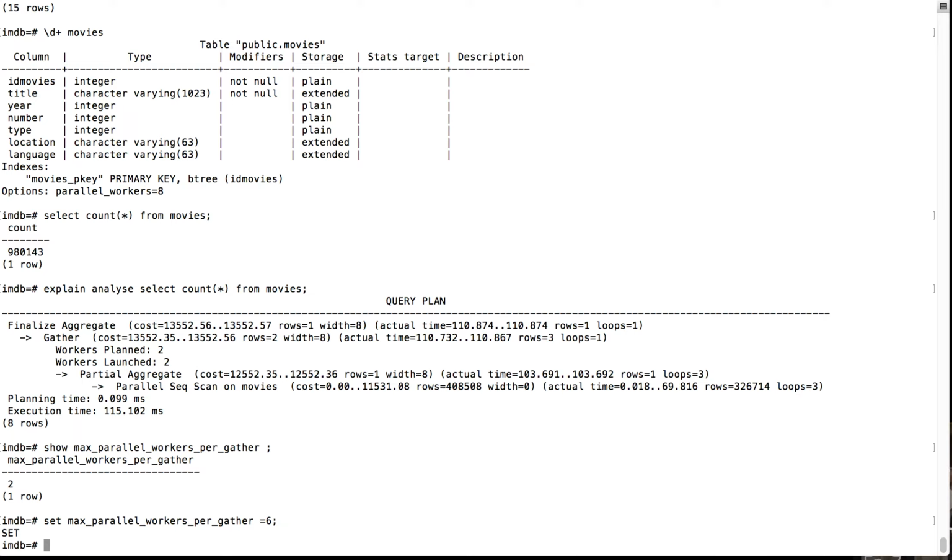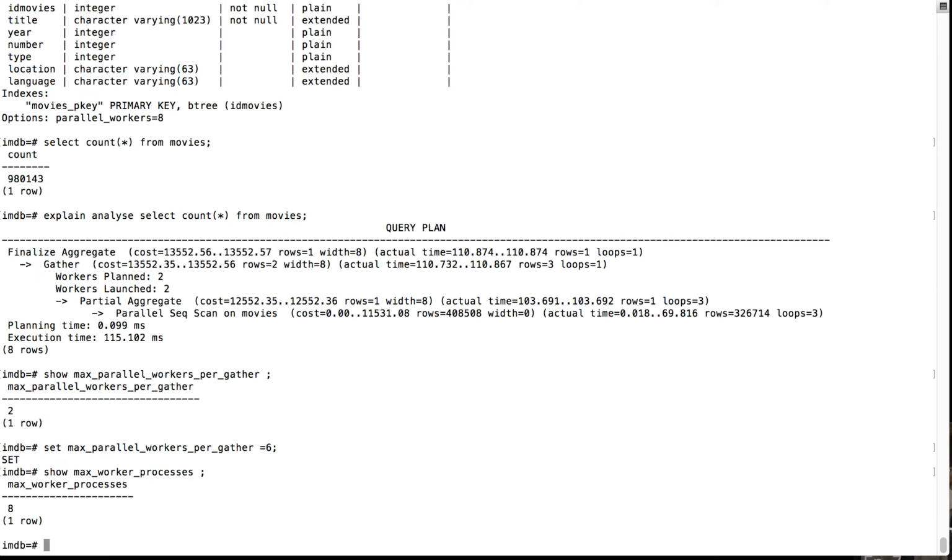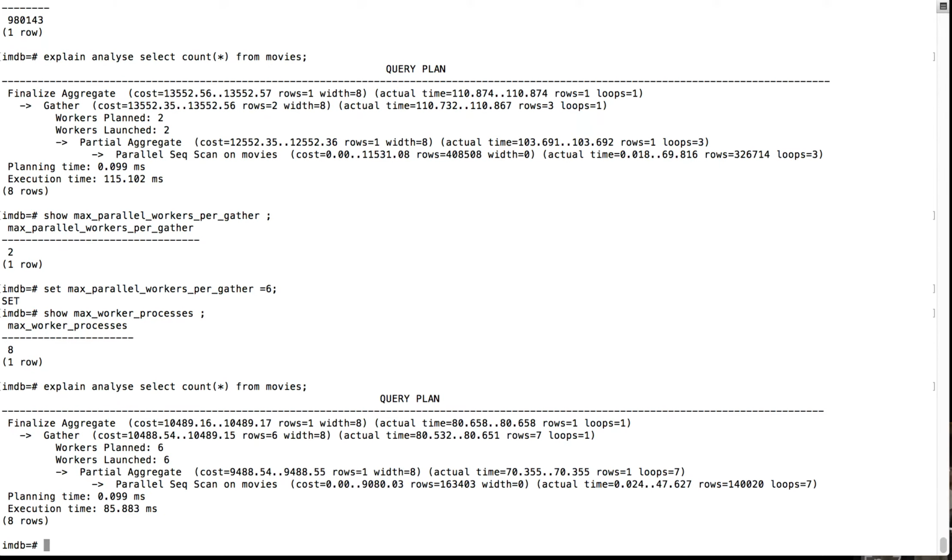Please note that this is limited by another parameter, which is max_worker_processes. Max_worker_processes is the upper limit for max_parallel_workers_per_gather. So in case you want to increase it to more than 8, you have to increase max_worker_processes to something greater than 8, and then restart your server and fire your query. For now, we can fire our query and see if there is any performance improvement with these additional workers.